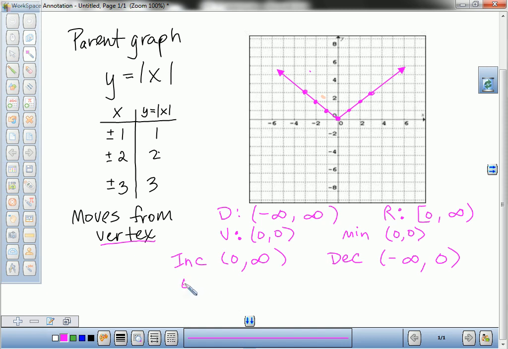All right, what about end behavior? As x approaches both positive and negative infinity, what does this function do? It approaches infinity.